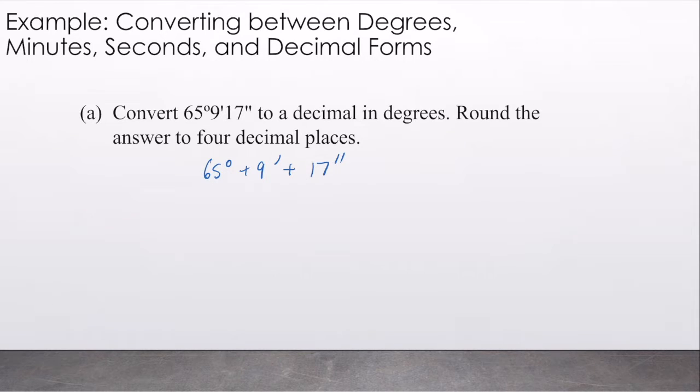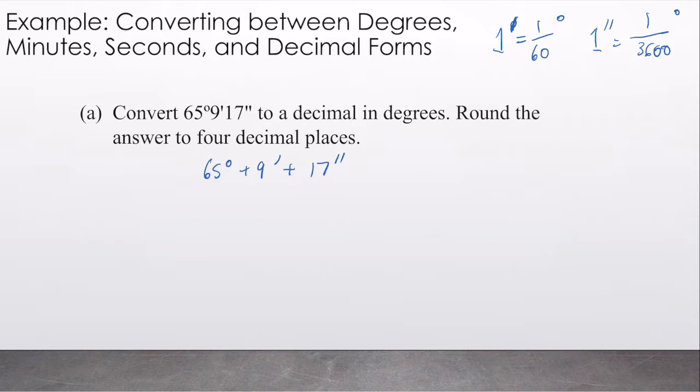I know that 1 degree equals 1 degree. I know that 1 minute equals 1/60th of a degree. And I know that 1 second equals 1/3,600th of a degree. So we're going to do some substitution in order to turn everything into degrees.